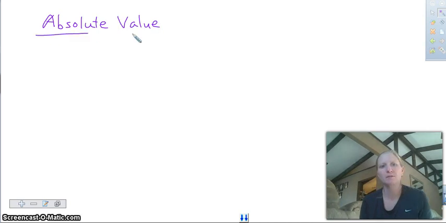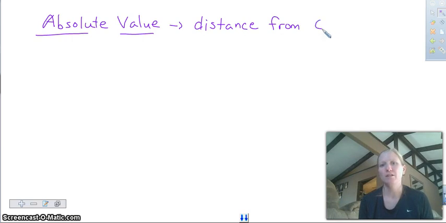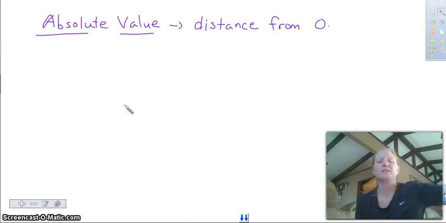So you write down absolute value. Okay? You have that written down. Like I said, it's a very, very important thing in math. Absolute value is the distance from 0, the number 0. So, go for it. The distance from 0.